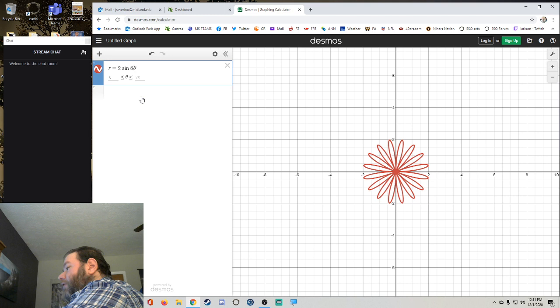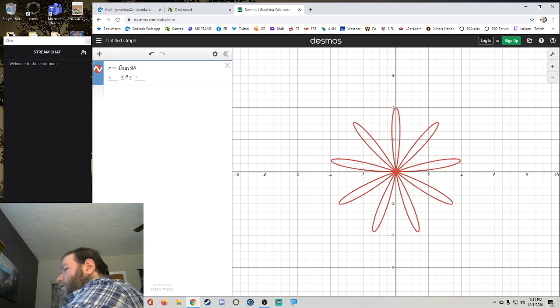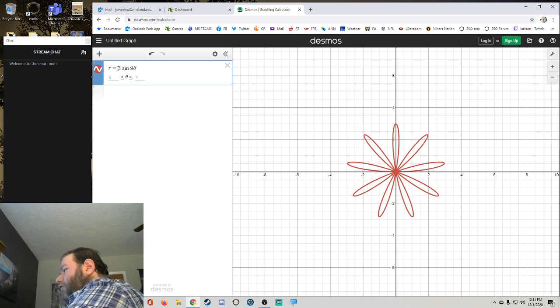Now it looks a little more flower-like. Well, that's probably a little too many petals for a flower, actually. 4 might be a little more conventional, or 6. Or 9. Anyway, and we can change this number, make it larger or smaller.